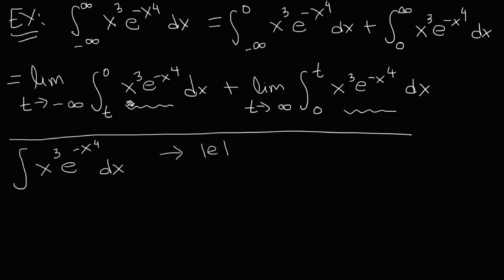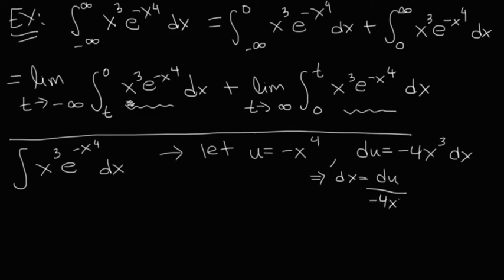So let's say, okay, let u equal negative x to the 4. That means that the derivative is negative 4x cubed dx. And that also means that dx is going to be equal to du divided by negative 4x cubed. So all I'm doing is solving for my dx. Now I'm going to sub it into the integral. So I'm going to get the integral of x cubed e to the u, since negative x to the 4 becomes a u. And then the dx, we've already solved for, which is du divided by negative 4x cubed.